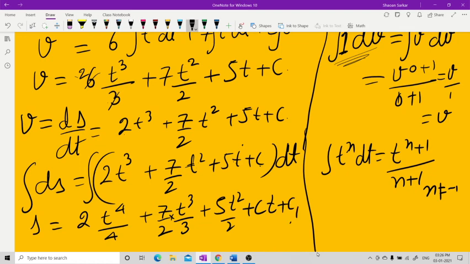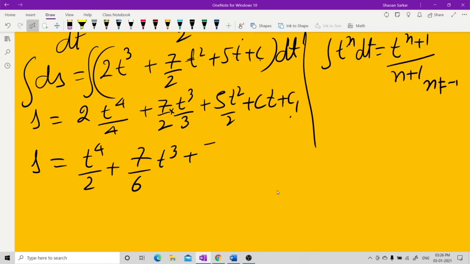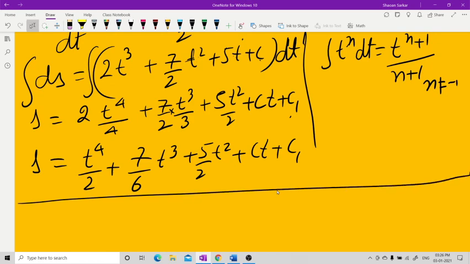So let me finally bring it to a conclusion. This is s is equal to t to the 4 by 2 plus 7 by 6 t cube plus 5 by 2 t square plus ct plus c1. This is the way we find both ways. From distance you can find the velocity and acceleration. From acceleration you can find velocity and distance. I did this example.